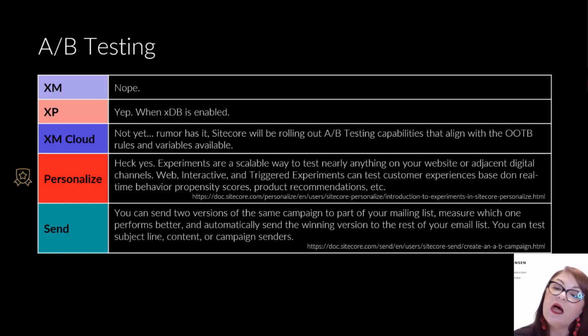The fun thing with Sitecore Send is that you can test your emails against each other. Let's say you have two different versions, maybe they have a different subject line or a different sender, some different content. You can take part of your audience, your recipients, and send those two versions, and whichever one is getting the best engagement, that's the version that gets sent to the rest of your email list. So it's pretty fun, and it seems like a pretty easy way to test your email strategies and your content in real time.